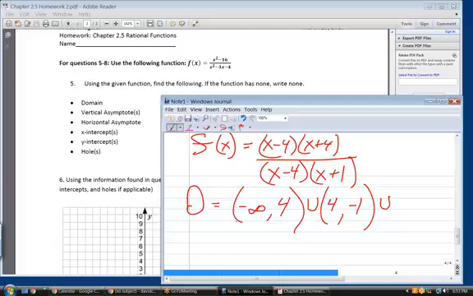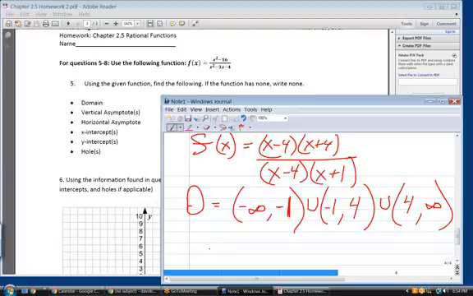We always want our domain in interval notation to start at negative infinity and move to the right. So the first point we reach is minus 1. And then the next interval is minus 1 to 4. And what's the final interval? The final interval would be 4 and infinity. So that's the domain. I can basically be all real numbers except x equal to 4 or x equal to minus 1.